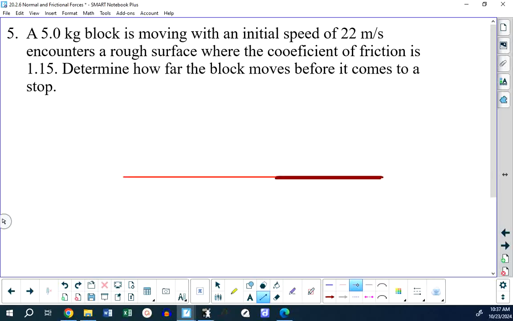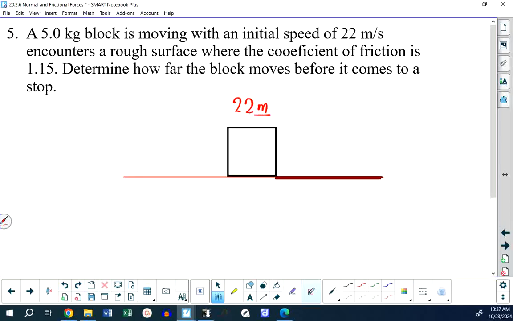And the object is moving at 22 meters per second when it first encounters the rough surface. That's Vi. That's Vi. Why will, in your own words, who can tell me, why will the block stop?